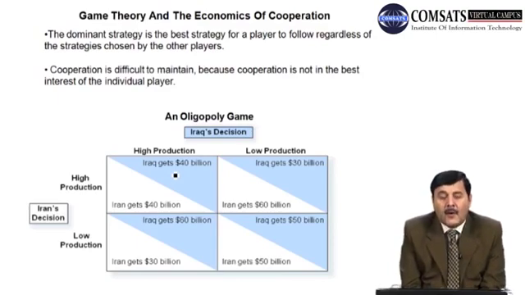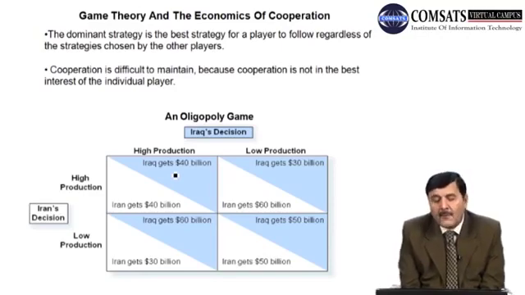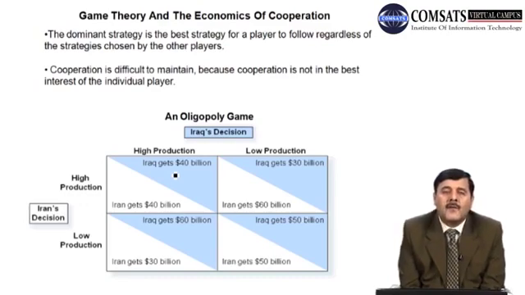Now we'll see that in the first box, if both of the countries produce oil at a high level, both countries will get 40 billion as revenue, right, as a return. If we look at the second box, what is the situation there? There Iraq is producing at a low level and Iran is producing at a high level. So when Iraq is producing at a low level, Iraq will get 30 billion revenue in return, and Iran will get 60 billion. So here Iran is getting more because Iran is producing at a high level, so it is supplying more oil in the market, so it will get more returns.